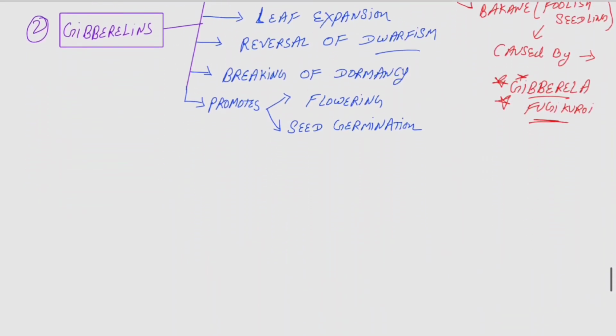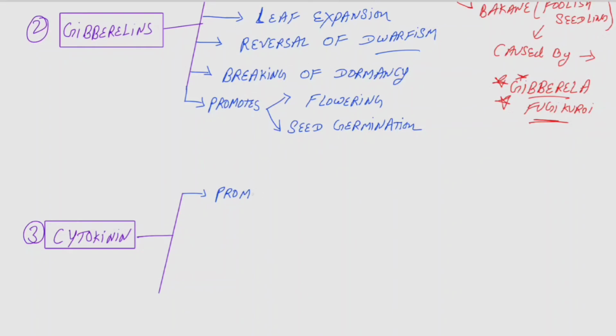Now let's talk about the third growth promoter. The last growth promoter is cytokinin. Cytokinin promotes growth. And what is the meaning of growth? Mass or number of cells increases, that means growth occurs. Cytokinin promotes cell division as well as cell enlargement.